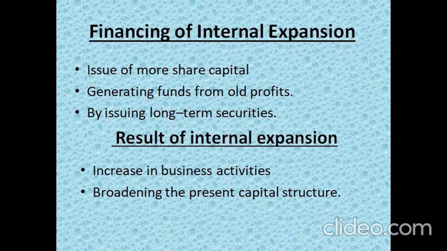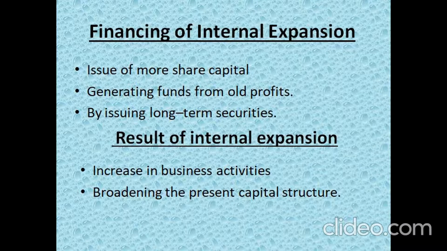Now, for increasing the productive capacity and purchasing new machinery, a business organization will need money. So from where is this internal expansion financed? It is generally by issuing more shares in the market, or the business can generate funds from old profits. And then we have issuing long-term securities, means the business can take long-term loans, they can issue shares, or they can utilize previous profits. So these are the ways of financing internal expansion.